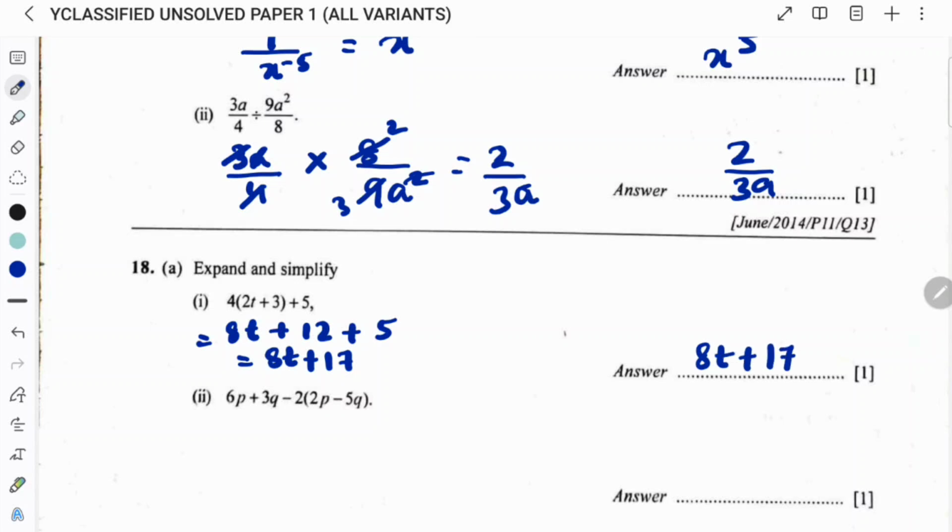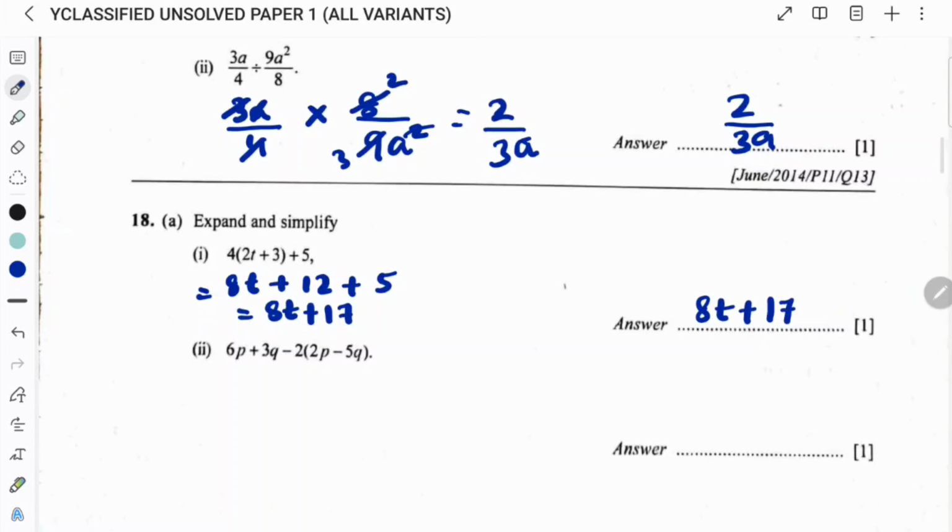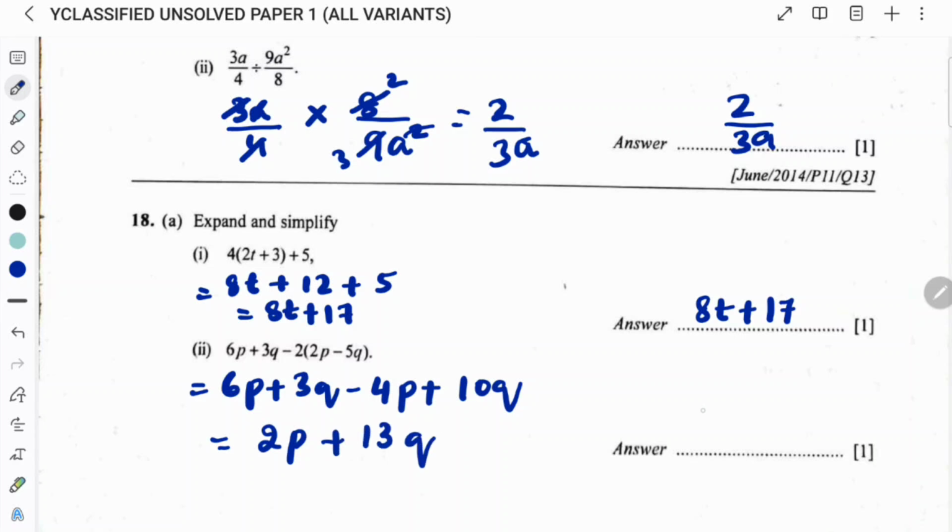Now the next part is 6p plus 3q minus 2 times. So expand 6p plus 3q and minus 4p plus 2 5s are 10q. You just simplify it. Don't take out common and don't go to factorization. So plus and minus, do it and simplify. 6p minus 4p will be equal to 2p, and 3q plus 10q will become 13q. So this is 2p plus 13q.